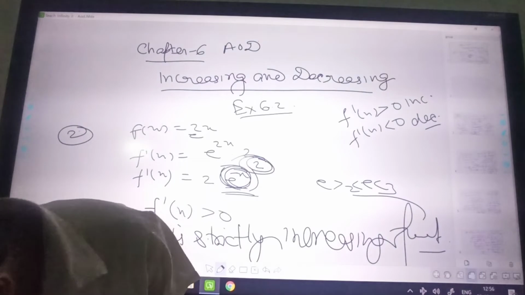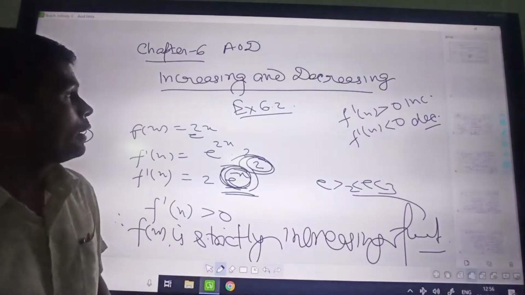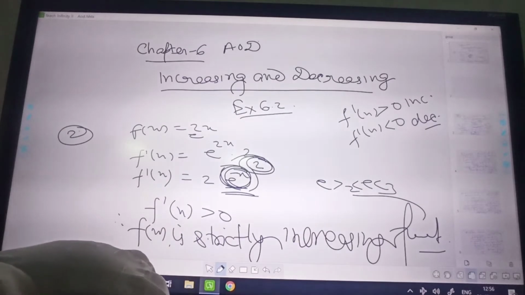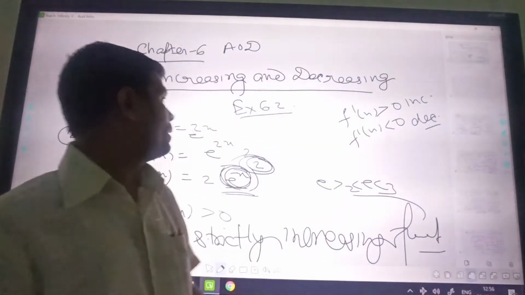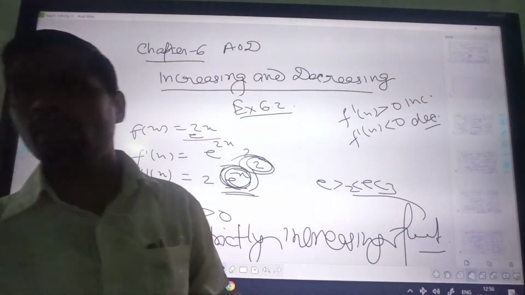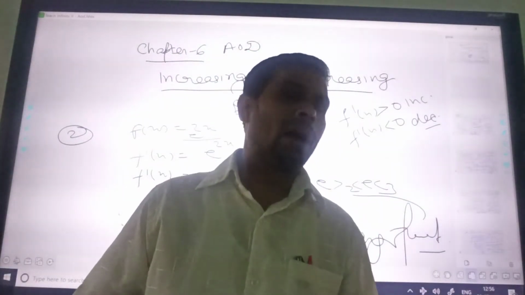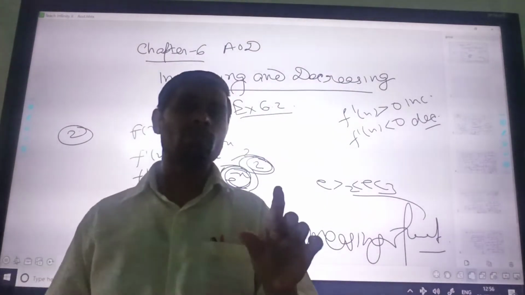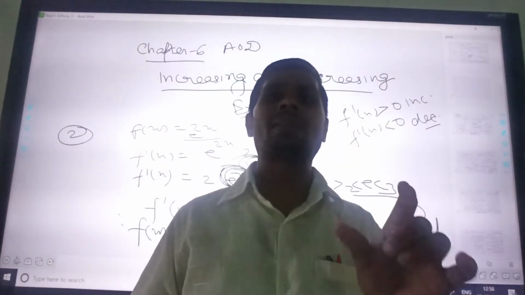So I am taking question number 2. In this question, you have to prove that the function is strictly increasing. It is given to us that f(x) is e raised to the power 2x, and you have to prove that this function is strictly increasing. I have already explained, if the function is strictly increasing, you have to prove only f dash x is greater than 0.